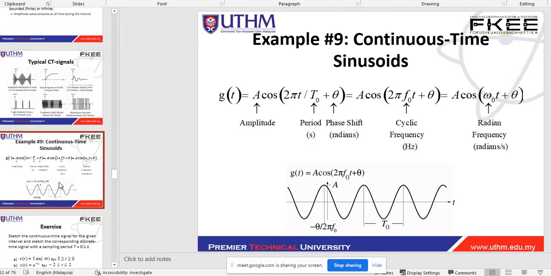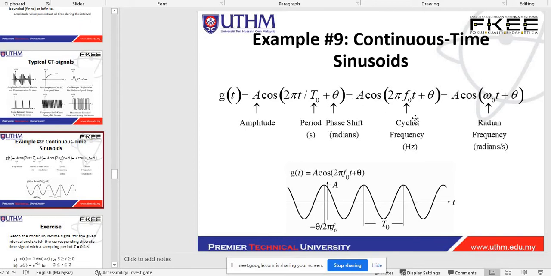And then this one is the equation for the continuous time signal, sinusoidal signal. g(t) is A cos(2 pi t over T naught plus theta). Okay, this A is referred to the amplitude, and then 2 pi t over T naught, T naught is referred to the period, the fundamental period, plus the phase shift. This one you learned before, but with a different sign. That one is the phi. This is a phase shift, but it's still the phase shift.